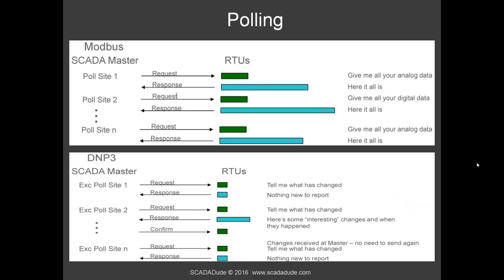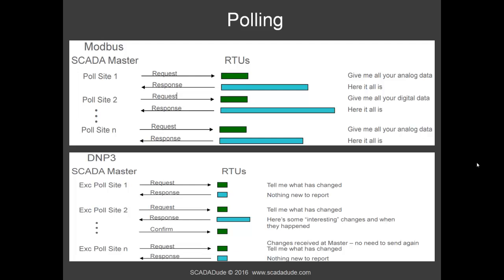DNP, on the other hand, acts a little differently. It says, hey man, you got something for me? And the device says, no, I got nothing for you. Then it goes on to the next one. It says, hey, you got something for me? And the device may say, yeah, I got some information for you. And then hands it over. So that keeps on going through all the field devices out there.